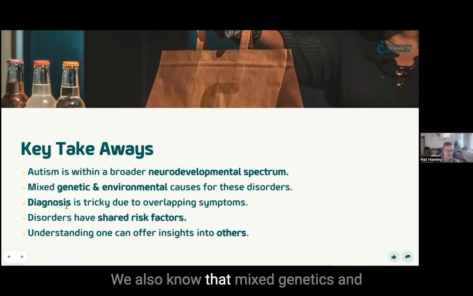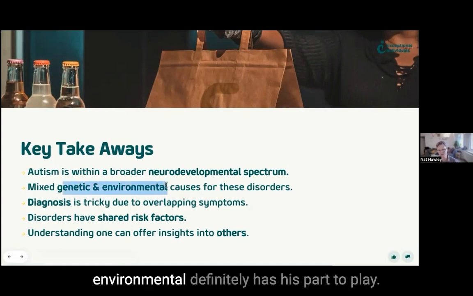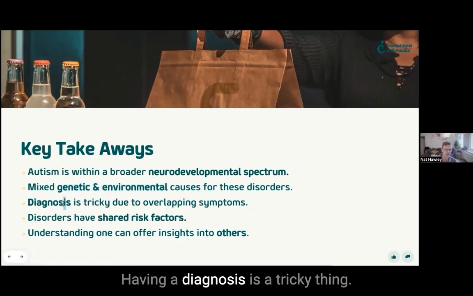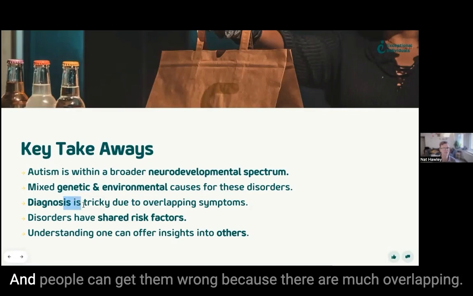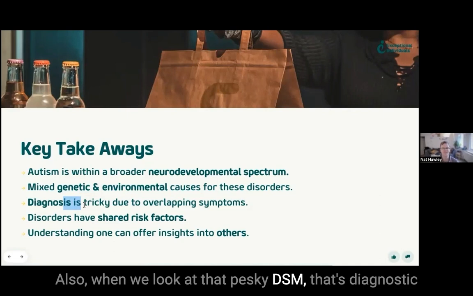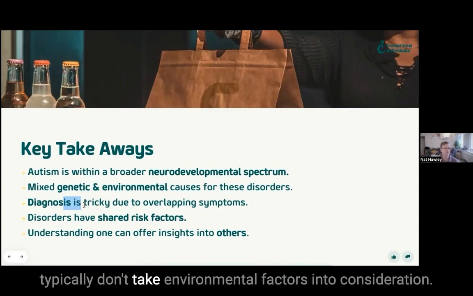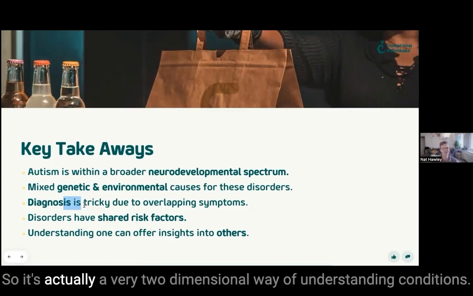Okay. We also know that mixed genetics and environmental causes for these disorders, it's a mixture. We're probably looking at genetics, but environmental definitely has its part to play. Having a diagnosis is a tricky thing, and people can get them wrong because there is much overlapping, and sometimes it's just about what you're demonstrating on that particular day when you're having your assessment. It doesn't always take in all the nuances. Also, when we look at that pesky DSM, the Diagnostic Statistical Manual of Mental Health Disorders, they typically don't take environmental factors into consideration. So it's actually a very two-dimensional way of understanding conditions.